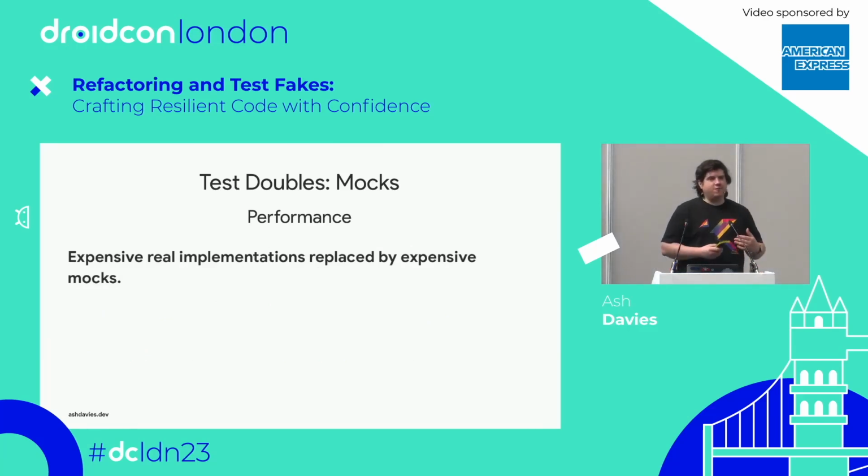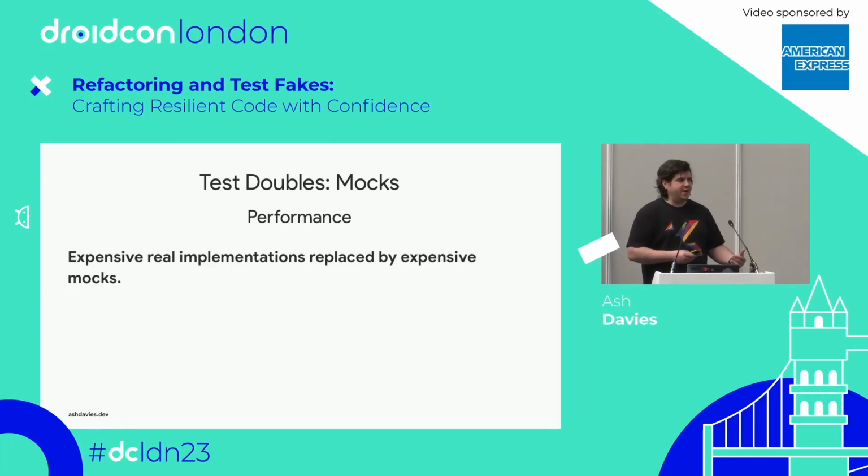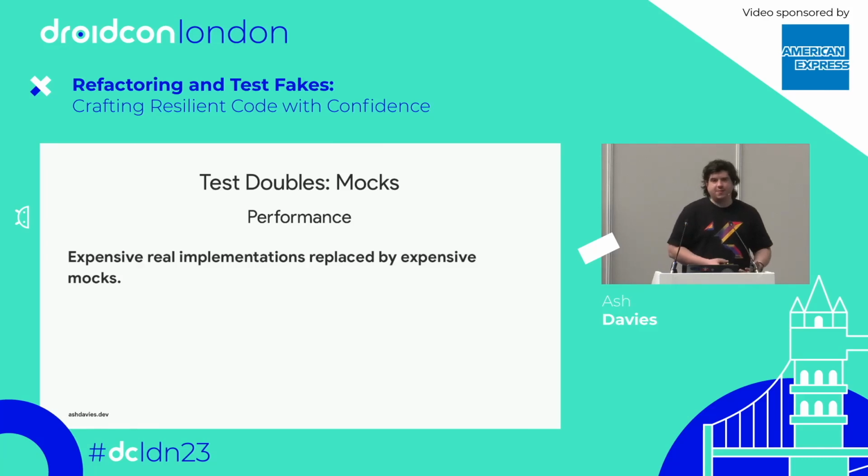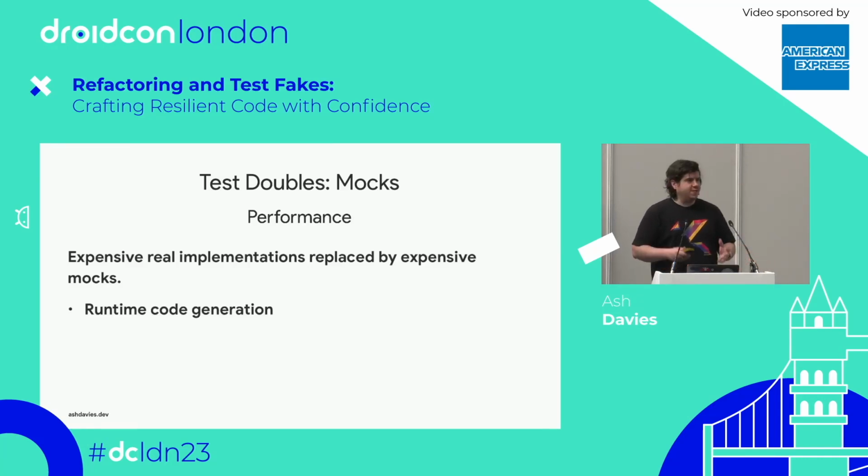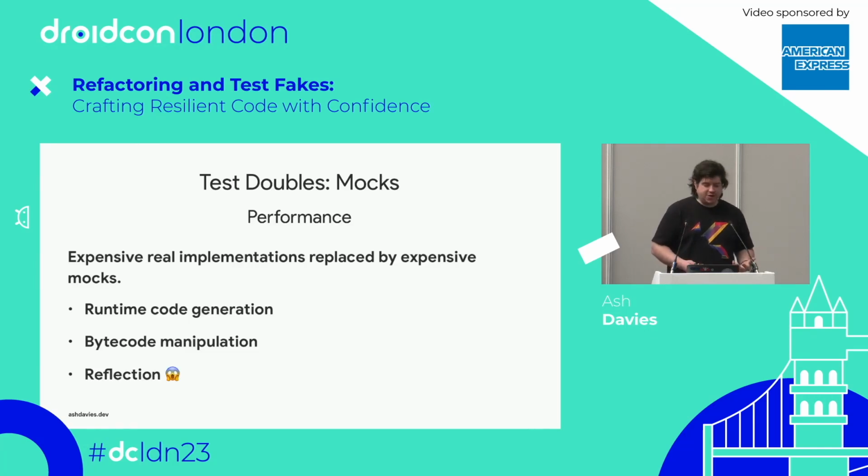But what I find really ironic about this whole situation is the reason we were using mocks in the first place was to avoid these expensive dependencies, these difficult things to construct and difficult things to build. And then we ended up replacing these very expensive dependencies with very expensive mocks. We've got all this weird hacketry going on with runtime code generation, bytecode manipulation, and reflection. With all these different things, it seems like we're replacing one problem for another when we had the solution all along.